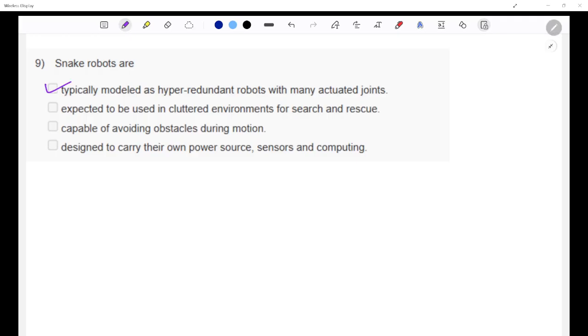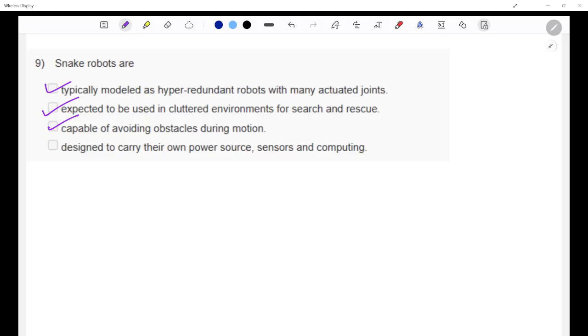Then snake robots can move through rubble, narrow pipe, collapsed building, or forest debris, right? Because they are slender and flexible, they are ideal for search and rescue operations. So option B is correct. And then for option C, it's about avoiding obstacles. So snake robots can bend around obstacles, change body shape, and exploit redundancy. So the body simply curves around the obstacle. So option C is also correct.